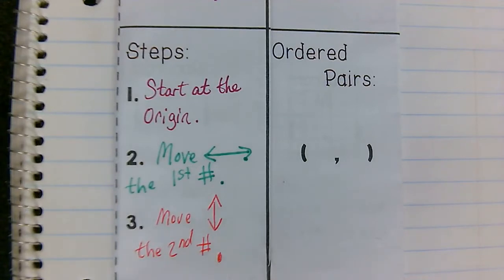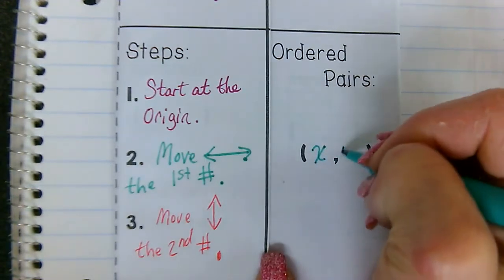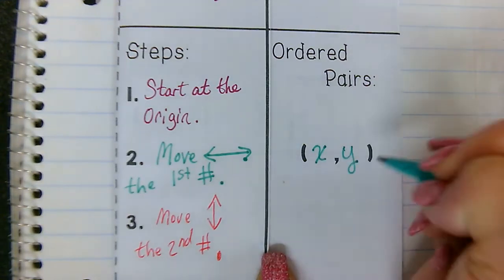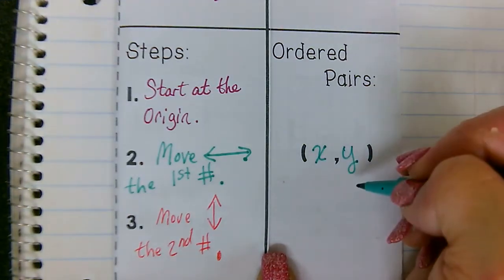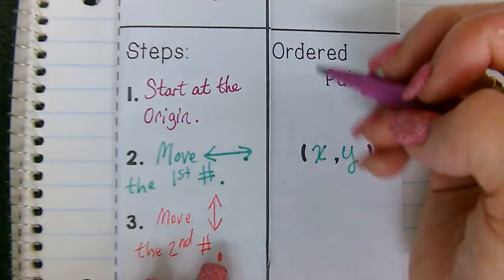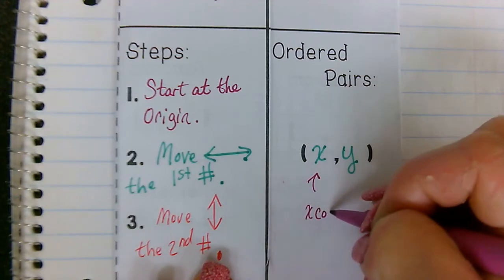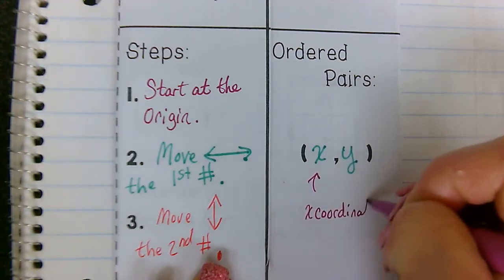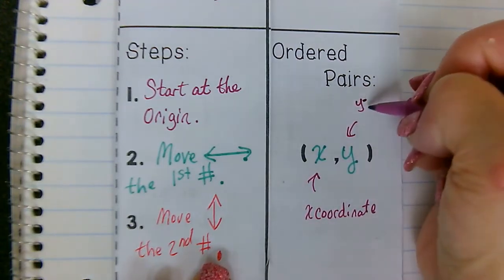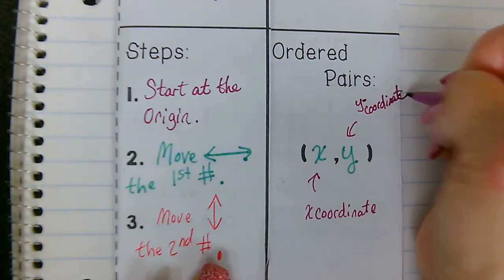So let's talk about ordered pairs. Ordered pairs are known as x and y. X being the first number where you will move left or right from the origin, and y being the second number where you move up or down, and then you graph your point. So the x is known as the x coordinate, and this is known as the y coordinate. Okay?